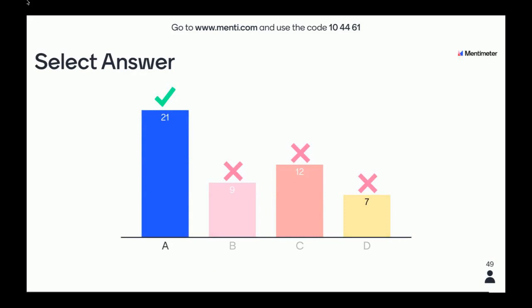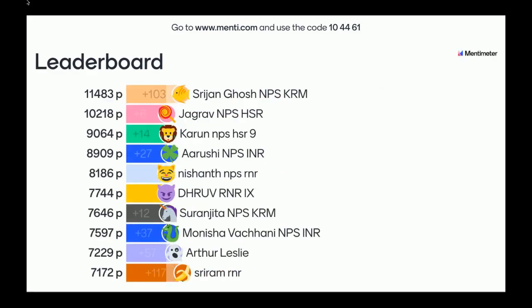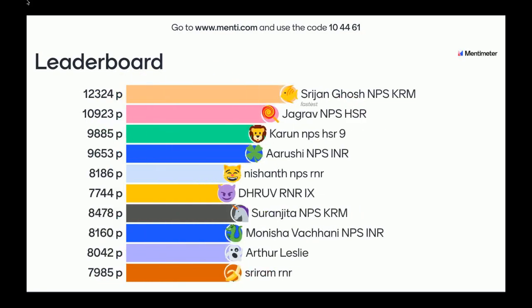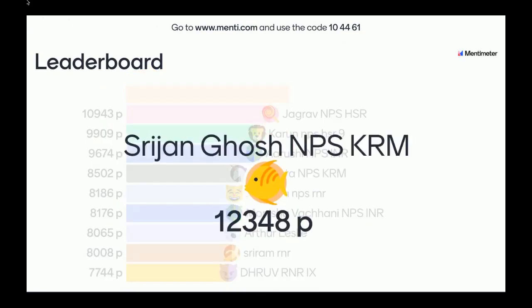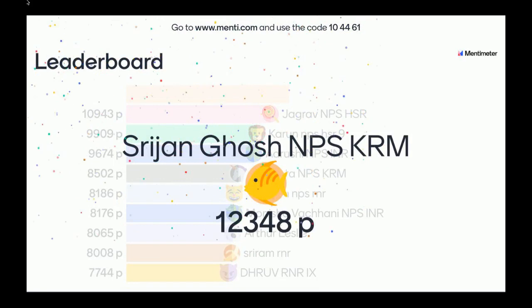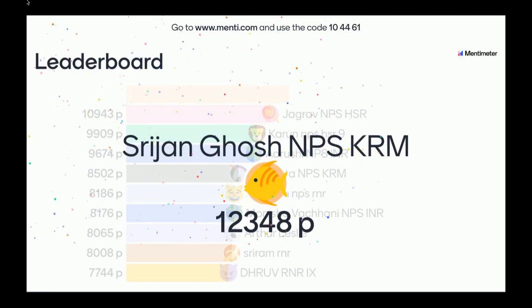Okay. So can you show the leaderboard? Yes, we will. I can identify the voice. And Shijan, Jagrav, Karun, Arushi are having a tight competition. Wow, Shijan responding the fastest. Well played, champ. Very good, Jagrav. Very good, Karun. Very good, Arushi. Very good to all the odd 60 people who participated patiently. Sorry for the mistake I made for the INR people. And thank you very much for patiently listening to me.